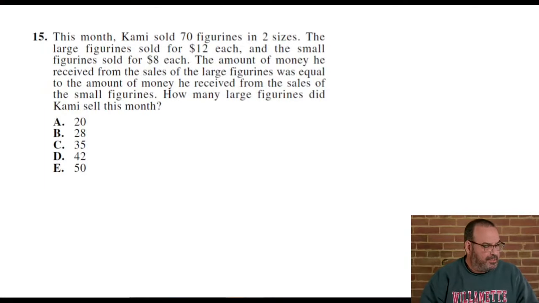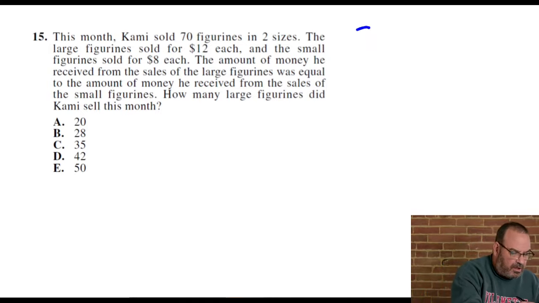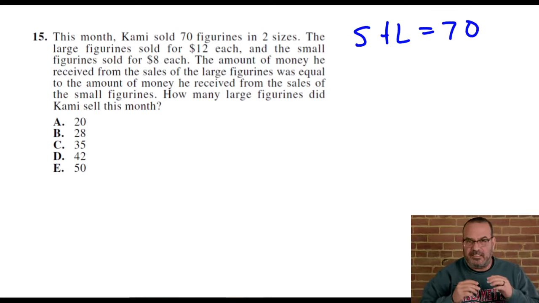All right, number 15. This problem is off of the 2015 official practice test. I do this problem at least 6 times a week because students really get screwed up. It's number 15, and it says Cami sold 70 figurines in 2 sizes. Large is sold for 12 and small sold for 8. So small plus large equals 70. This is the setup on almost every single one.